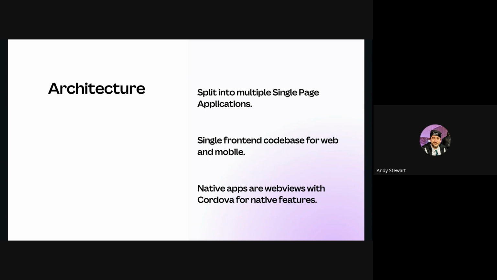We have a single front-end code base for both web and mobile to try and make responsive applications. And then we also share that same front-end code base with a thin Cordova wrapper to create our native applications for iOS and Android. And we also have a native desktop app, which again leverages the same shared web code base.